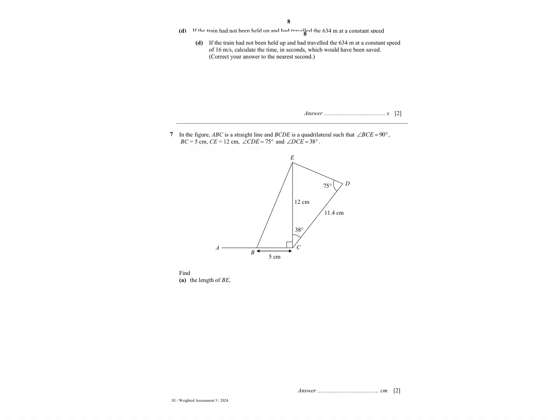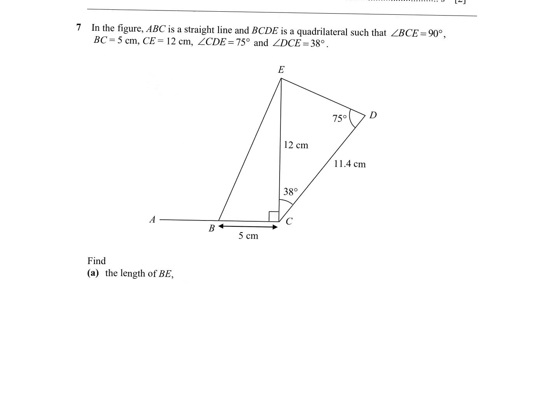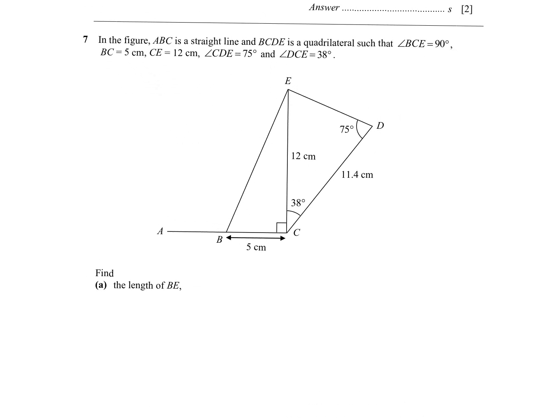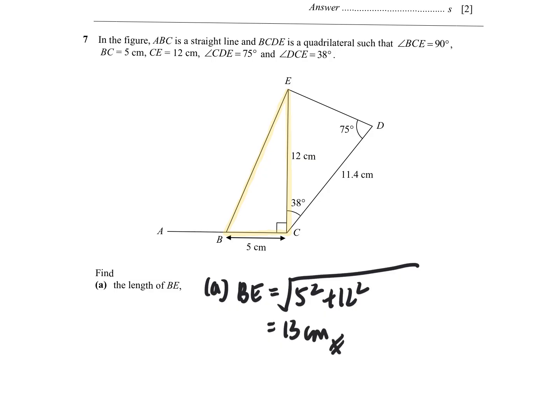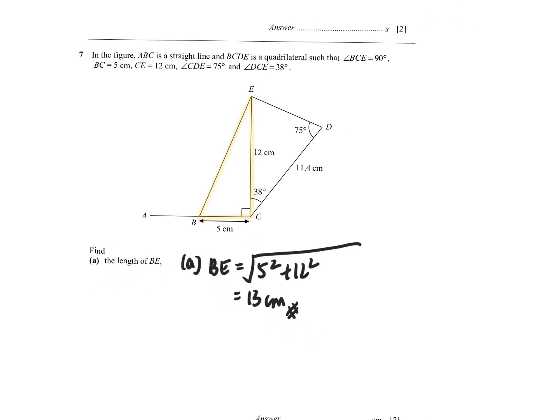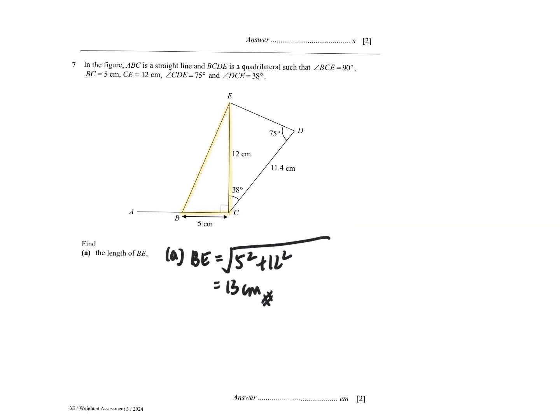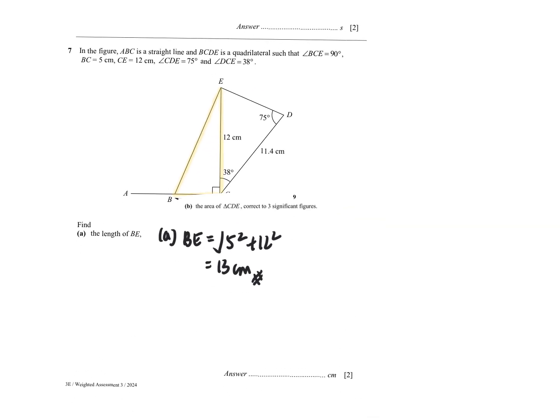Let's look at this. So the question wants me to find BE. So BE is part of a right angle triangle. So I can use Pythagoras theorem, yes. So BE is just the hypotenuse. So you just take the square root of 5 square plus 12 square. So you get 13. Okay, so this one is the direct question. What's part B? Okay, on to the next, exciting.